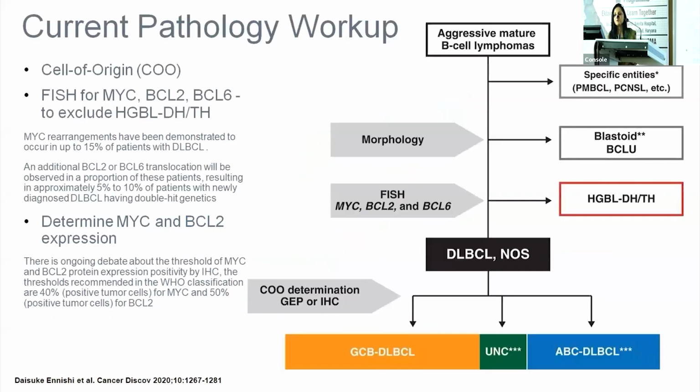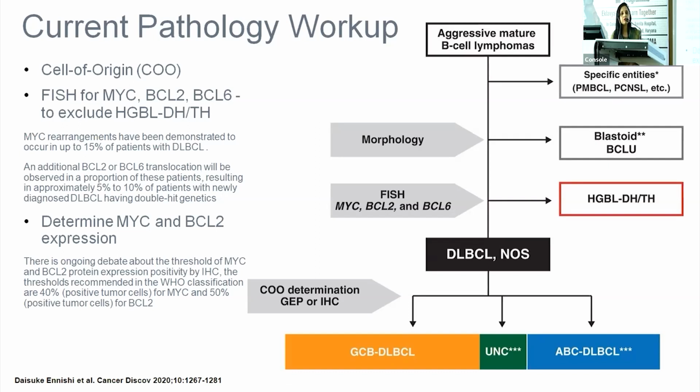Currently, we are using morphology to diagnose this entity, and these are aggressive mature B cell lymphomas. And then there are some subtypes. I'll not get into that. Then of course you need to distinguish the more aggressive ones also on morphology, and then you need to find out the double hits and triple hits, which is based on FISH testing for MYC, BCL2 and BCL6. And then there are these wastebasket categories also.